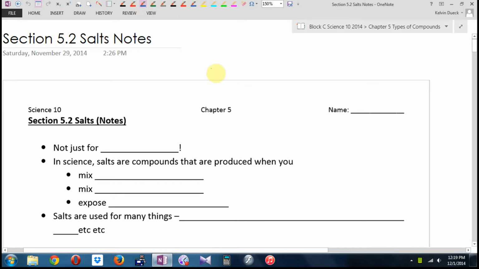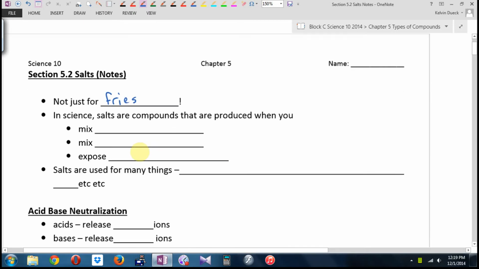So section 5.1 was acids and bases. Section 5.2, salts, which are not what you think. Salts, not just for fries. In science, a salt is a very specific chemical definition. They are compounds that are produced in three ways.